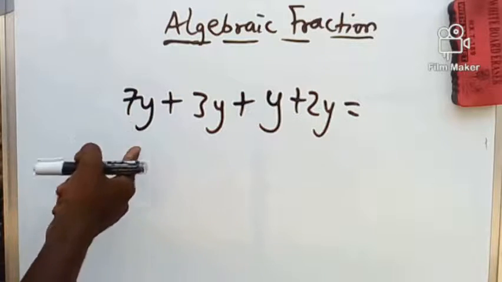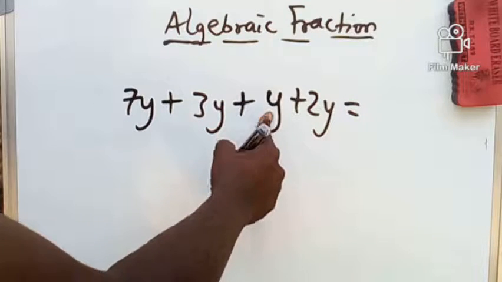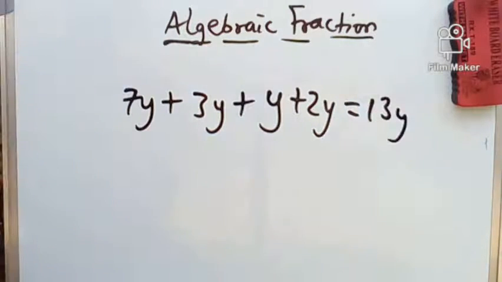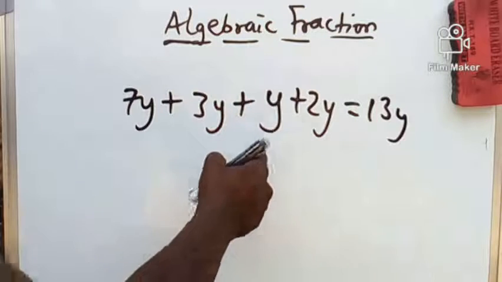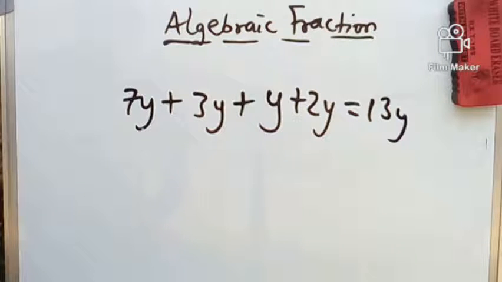Of course, you got it. It's simply 7 plus 3, and that is 10. 10 plus 1y, that is 11. 11 plus 2y, and that is a total of 13y. Notice that we are only adding similar variables together. As a matter of fact, we cannot add different variables together, as the case may be.